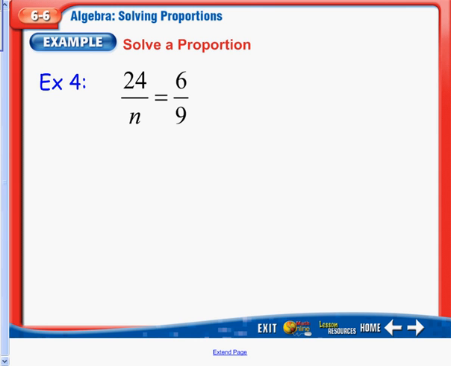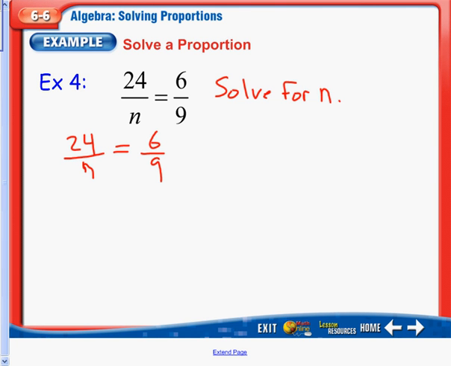Now we have 24 over n equal to 6 over 9. So now we're solving for n. As with all problems, I'm going to rewrite the problem. 24 over n equals 6 over 9.